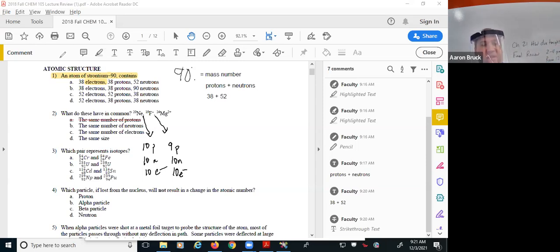Now we gotta go to the magnesium. Magnesium's element number 12, so it's got 12 protons. 24 minus 12 means 12 neutrons, so neutron count's not the same. +2 charge means 2 more protons, 2 fewer electrons. There's my commonality. They all have the same number of electrons.